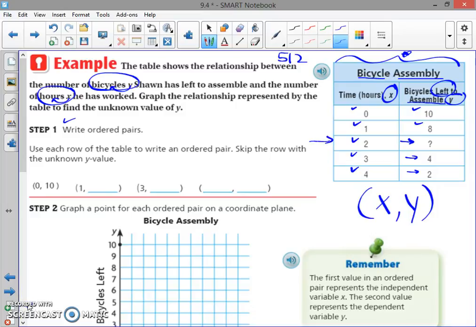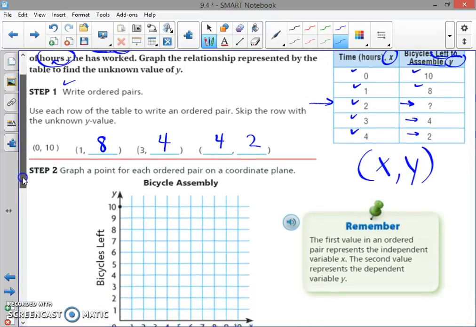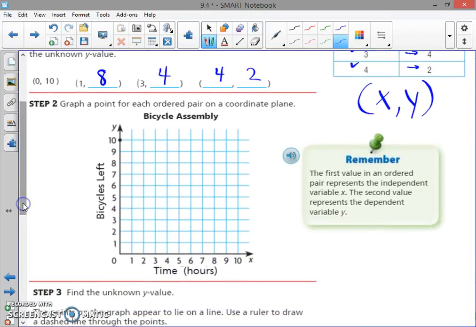So in 0 hours, he hasn't started yet, he has 10 bikes to assemble. In 1 hour, after 1 hour, he has 8 left to assemble. We're skipping the 2. After 3 hours, he has 4 to assemble. And after 4 hours, he has 2 left to assemble. Step 2. Graph a point for each ordered pair on a coordinate plane. I'm pretty confident you already know what the question mark is in the table, but let's take a look.